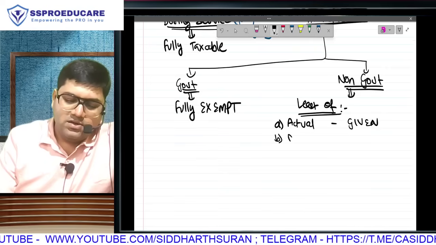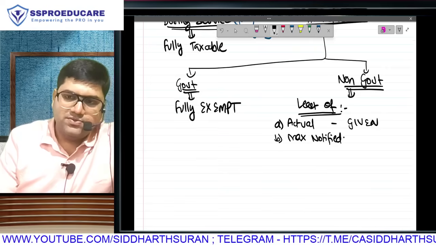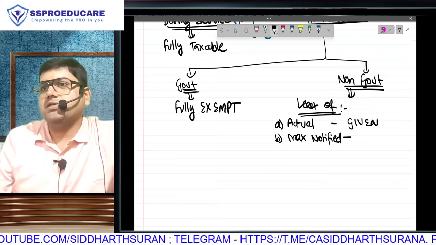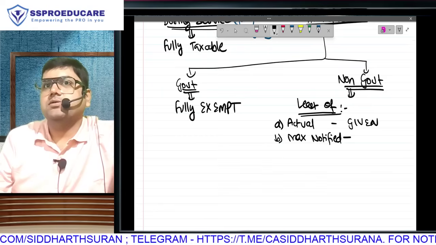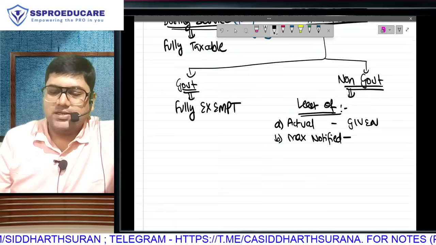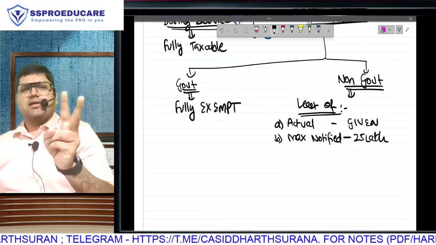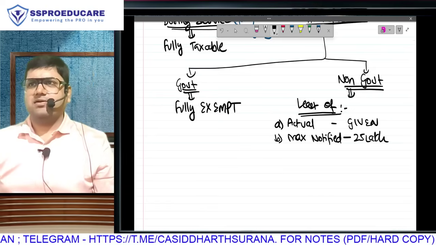Second one is maximum notified over lifetime. Now you know the meaning also. This is the total benefit that you can take over the lifetime. In gratuity it is 20 lakhs. In pension it is not there. In leave encashment it is 25 lakh. And there are just 2 more places where it will come again. Both places it is 5 lakh, 5 lakh.